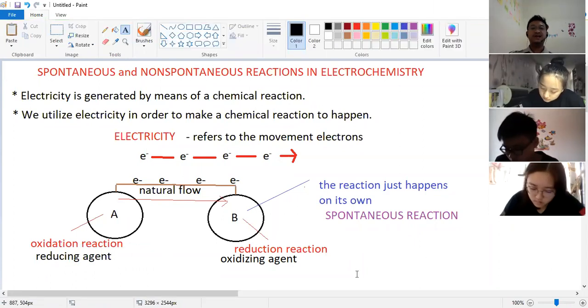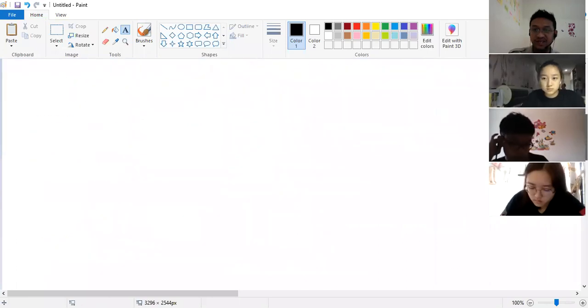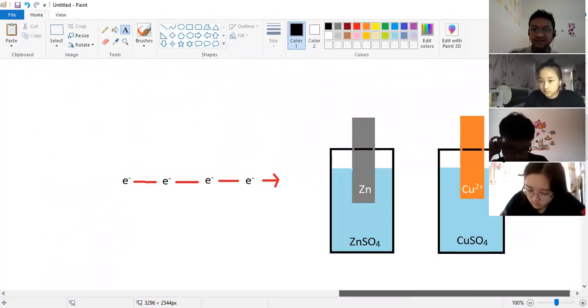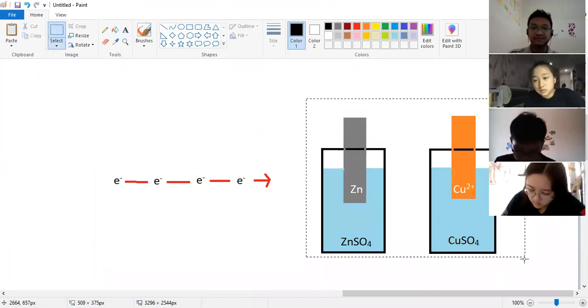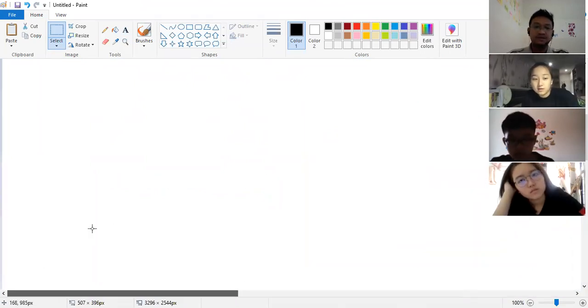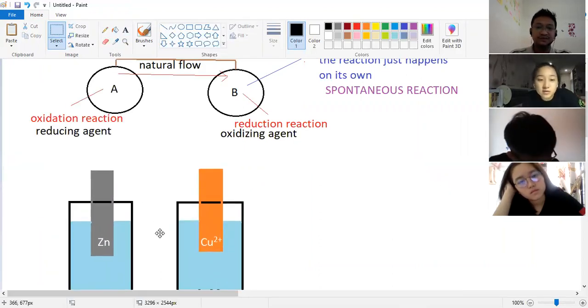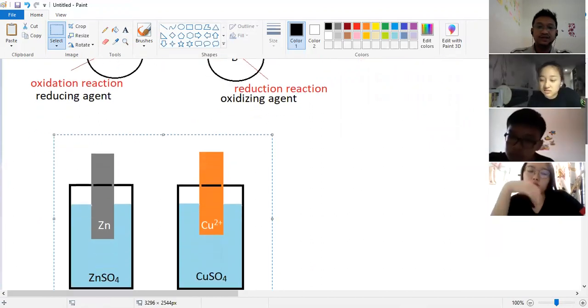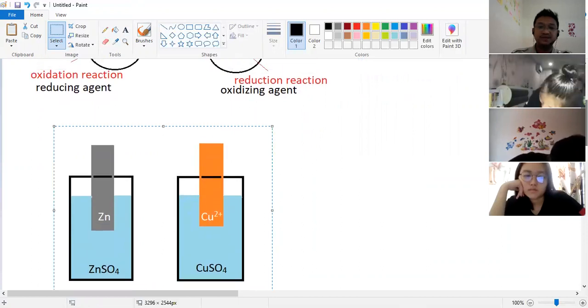Now let's try to apply this in an actual setup. Assuming we have this setup, I will just copy a diagram there. Wait first. So let's take this as an example. Now, in this case, I have this setup.